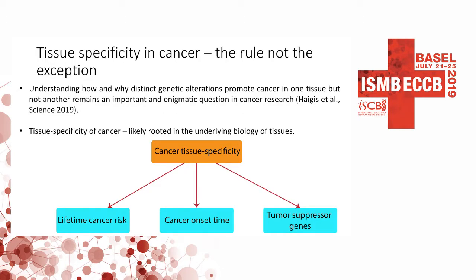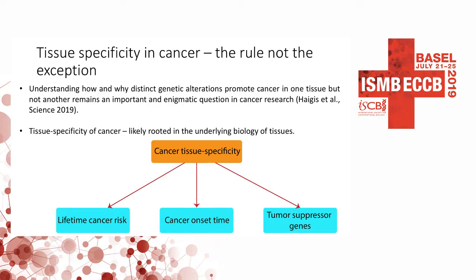So tissue specificity in cancer is the rule and not the exception. For example, various genetic alterations take place in the genome. They promote cancer in some tissues, but not in other tissues. And this is an open question in cancer research.